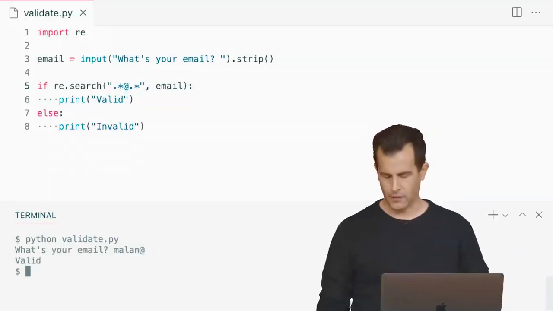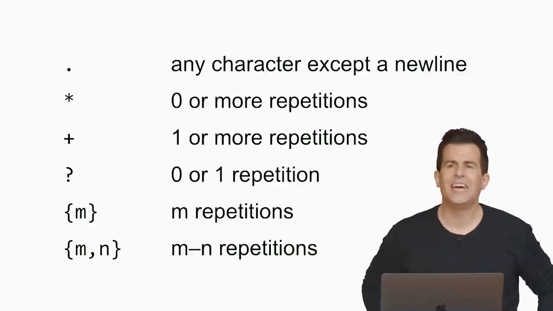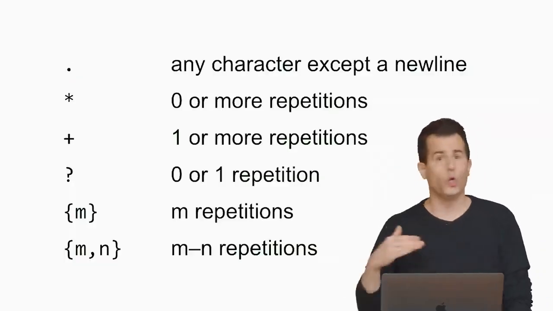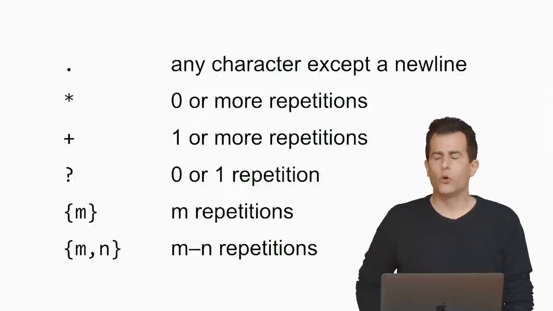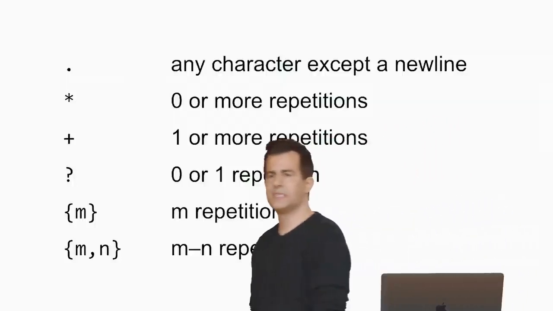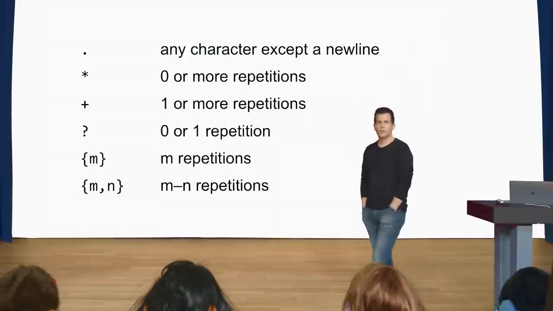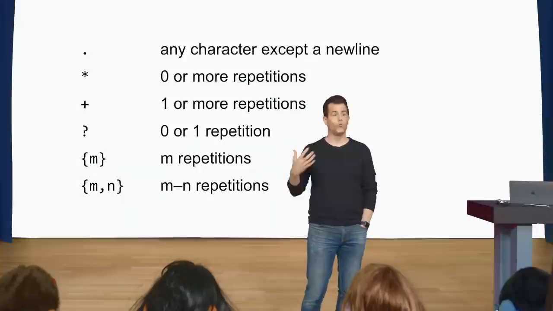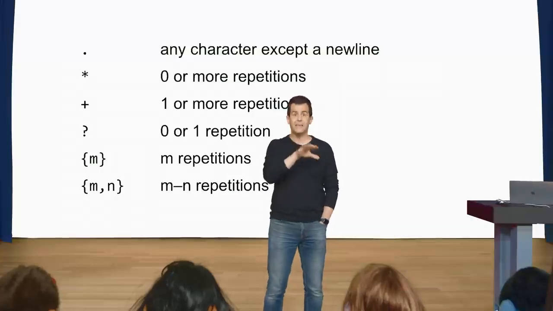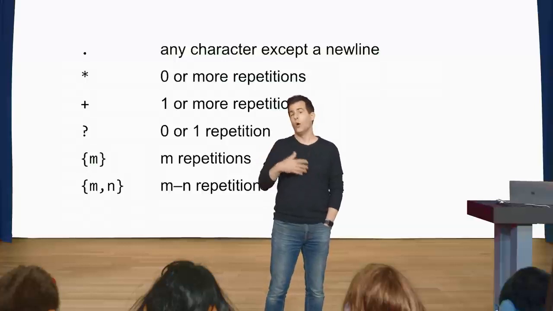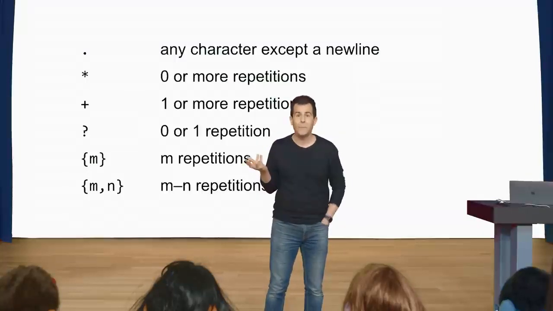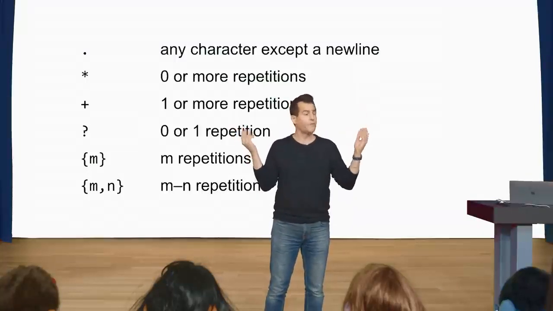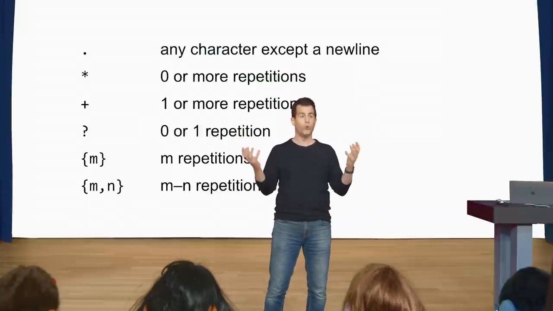But why is that? If I go back to this chart, why is Malan @ with no domain now considered valid? What's my mistake here? By having used dot star at dot star as my regular expression or regex. Because you're using the star instead of the plus sign? Exactly. The star, again, means 0 or more repetitions. So re.search is perfectly happy to accept nothing after the @ sign, because that would be 0 repetitions.